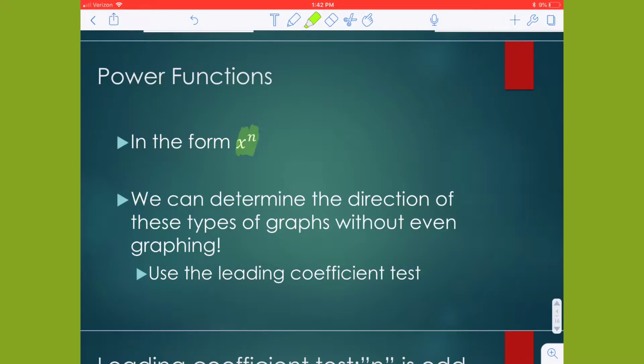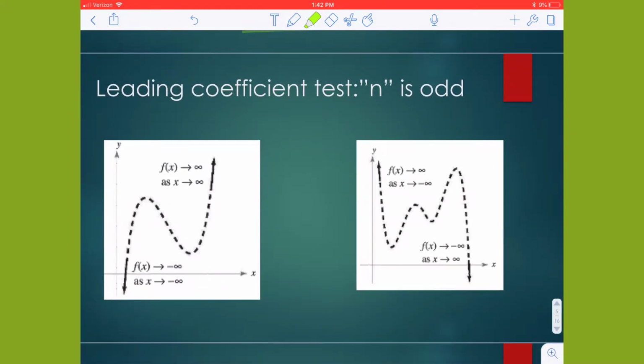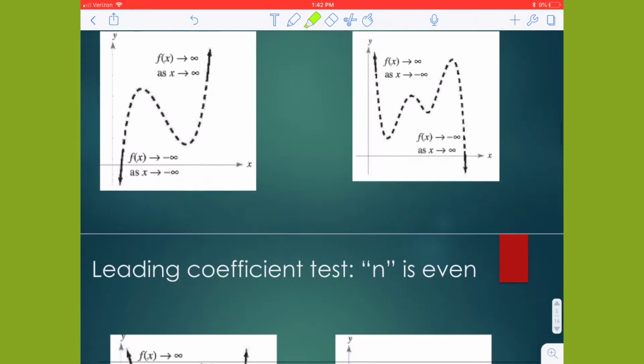So we can talk about the direction of these graphs without even graphing them, maybe not knowing a whole lot about it. Maybe I know I'm dealing with a polynomial function and its highest degree is x to the 10th power. I can start to make assumptions about its direction using something called the leading coefficient test. The leading coefficient test breaks things down based off of if your n, which is your exponent, is odd or if your exponent is even.